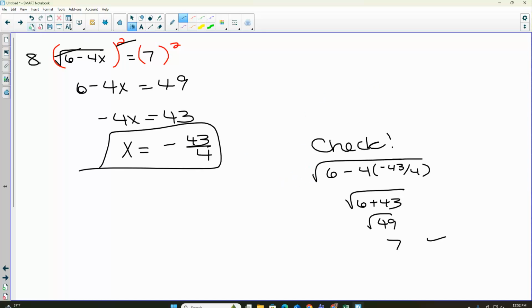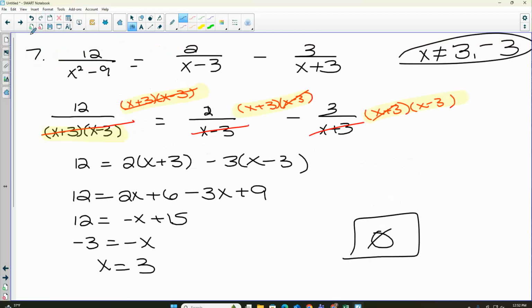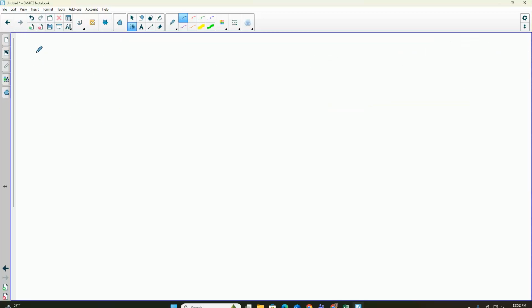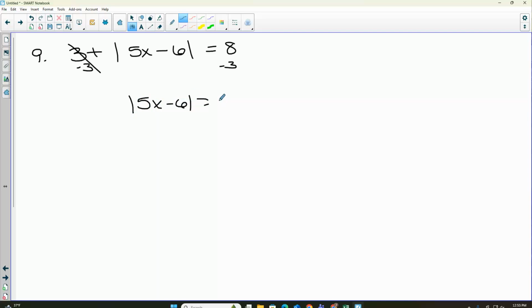Problem number 9. If you have an absolute value problem, whether it's an equation or an inequality, you have to isolate the absolute value first. So I'm going to start by subtracting over my 3. So the absolute value of 5x minus 6 is equal to 5.